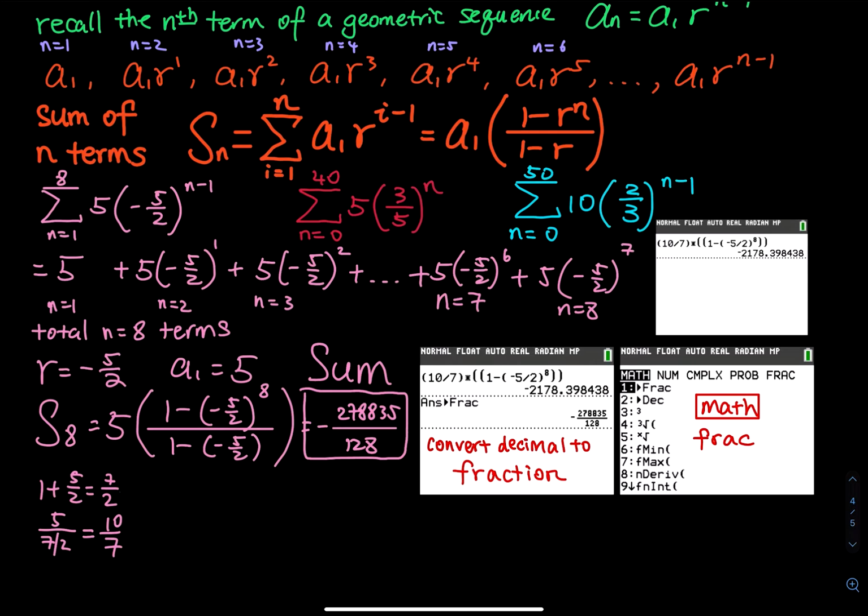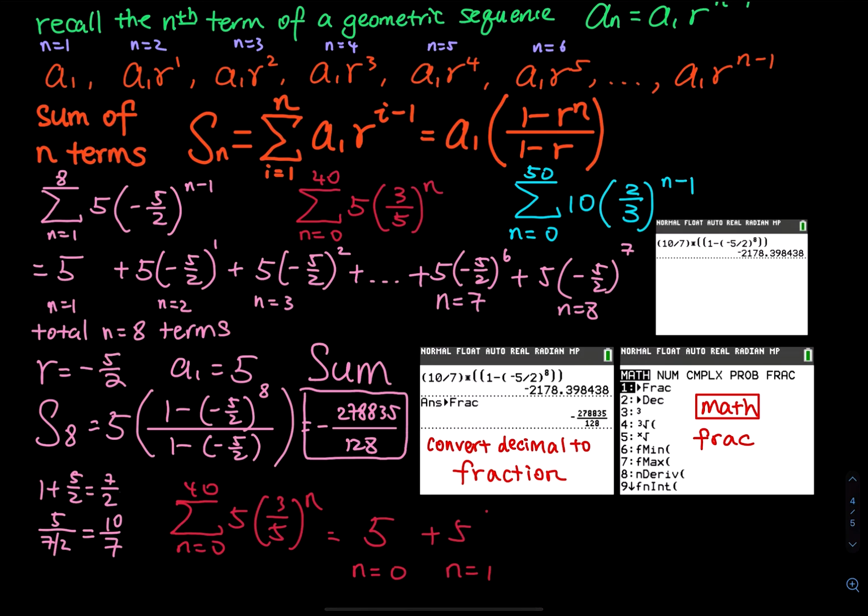All right, so let's do the next one. The next one is in red. So we have a summation, n goes from 0 to 40, and then we have a 5 times 3 over 5 to the n. So what happens when n starts at 0? It's okay, I can just take it out. When n is equal to 0, we have a 5. When n is equal to 1, we have 5 times 3 over 5 to the first. When n is equal to 2, we have 5 times 3 over 5 to the second power, and then we go all the way to the 40th power, 5 times 3 over 5 to the 40th power when n is equal to 40.